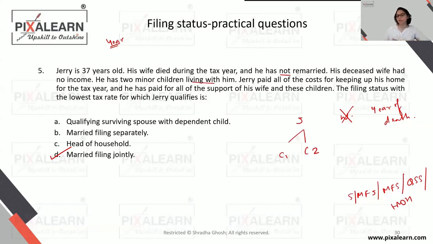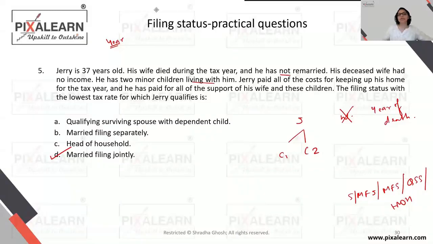For 2 years after the year of death, did you remarry? The answer is no. Do you have children or a child whom you are supporting? The answer is yes. If for the entire year you're providing your house, which is the principal place of residence for the child, then you can claim qualifying surviving spouse status and you can use the married filing jointly tax rates.